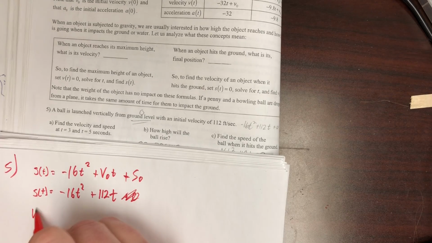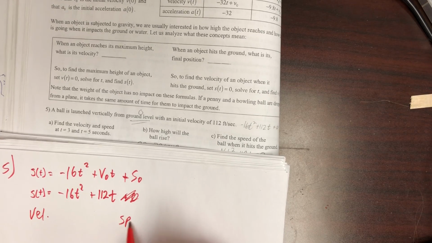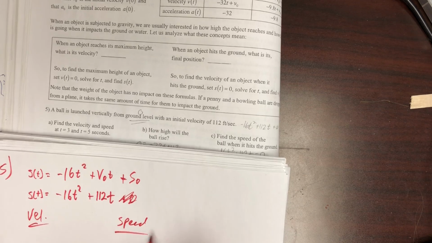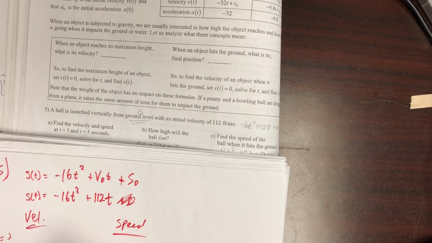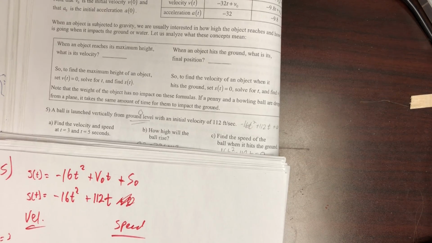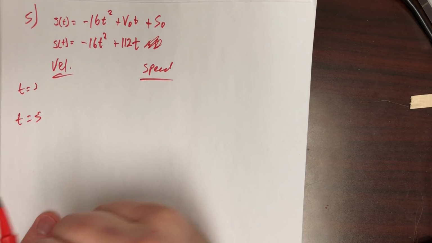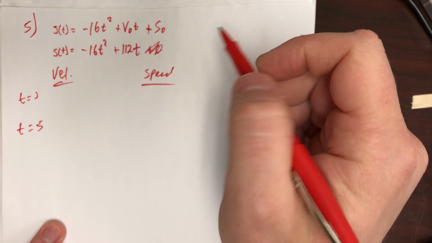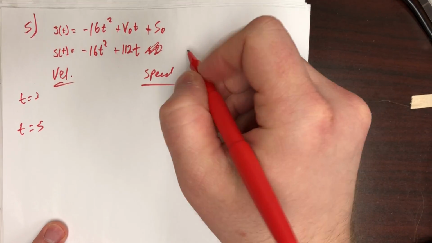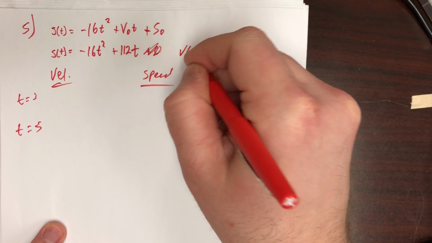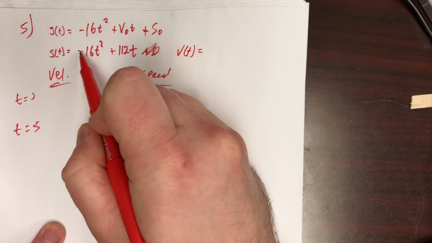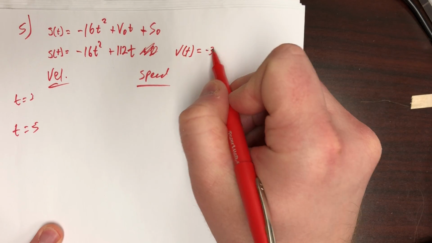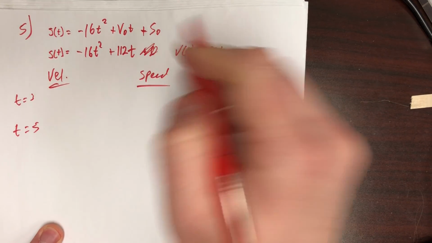So we want to find velocity and we want to find speed at t equals 3 and t equals 5. Okay, so if I want to find velocity, I just take the derivative of position. So that means that v of t is equal to negative 32t, and then that's just going to be 112.